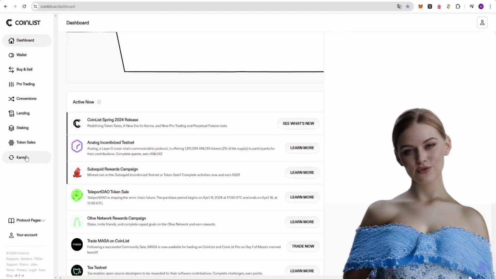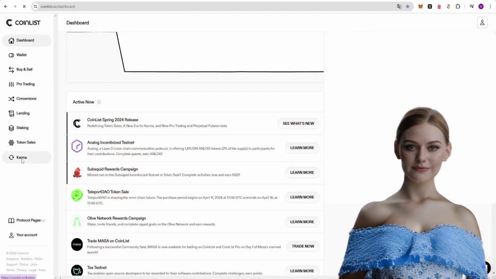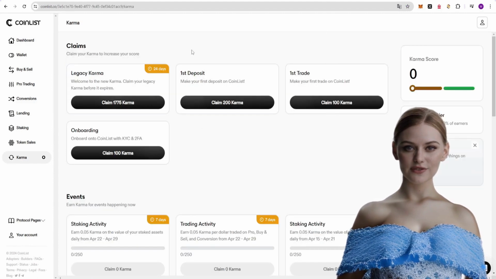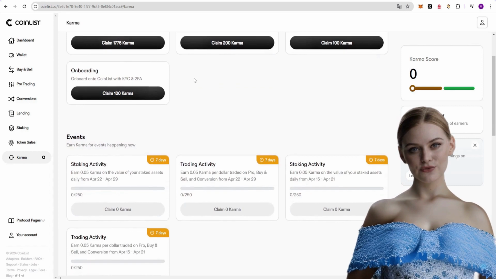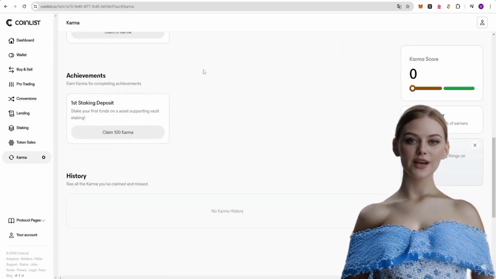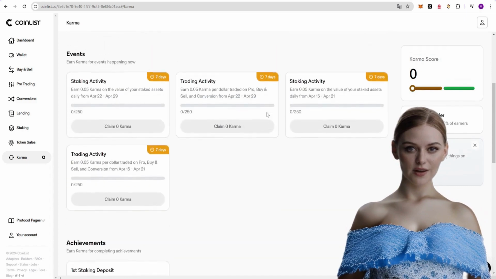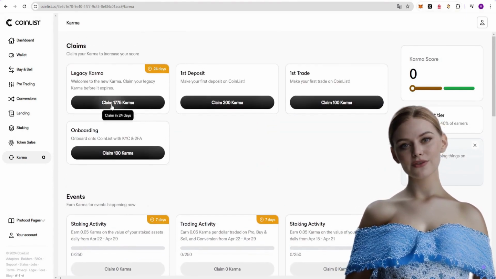After logging into your Coinlist account, navigate to the karma section at the bottom left. Here, there are various options available to increase your karma points. If you are an existing user of Coinlist, you can claim your old karma points. Since I have karma points from before, I will claim mine. I'm claiming my 1775 karma points.